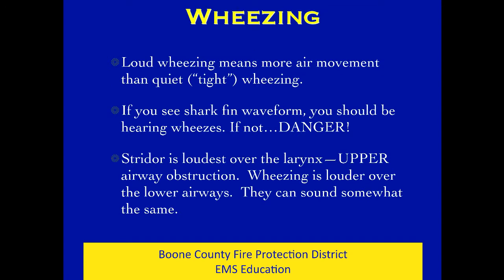So wheezing comes from a narrowed bronchiole. It's narrowed either due to constriction or obstruction by mucus or obstruction by inflammation or all 3. And that makes wheezing. Loud wheezes means there's lots of air moving through there. Quiet, tight wheezes means there's not much air moving through there.